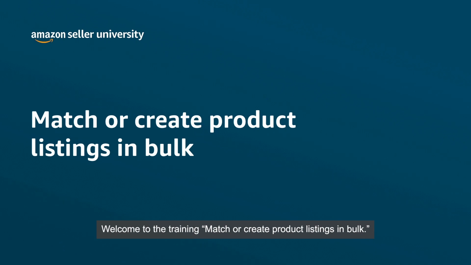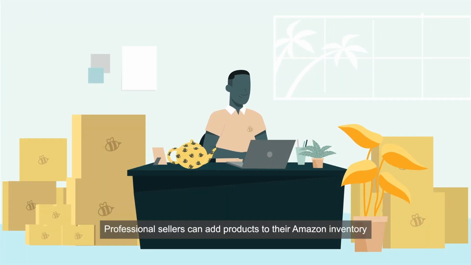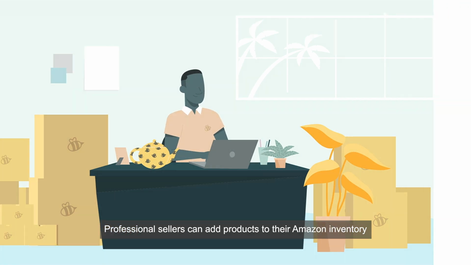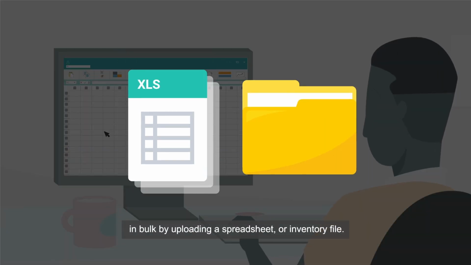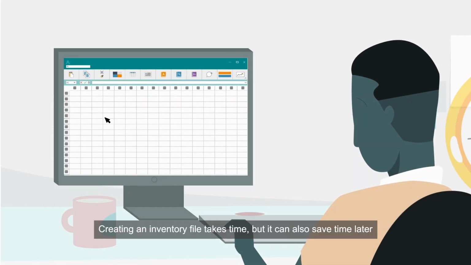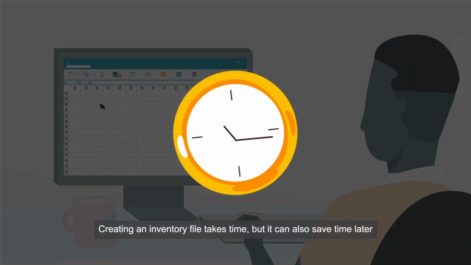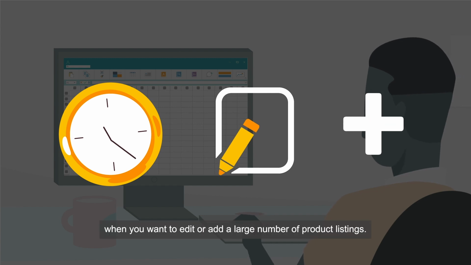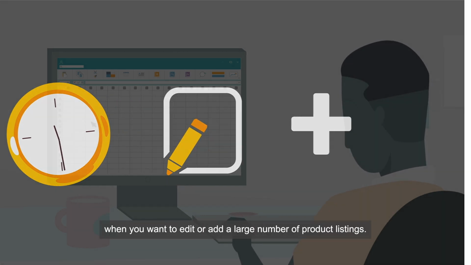Welcome to the training Match or Create Product Listings in Bulk. Professional sellers can add products to their Amazon inventory in bulk by uploading a spreadsheet or inventory file. Creating an inventory file takes time, but it can also save time later when you want to edit or add a large number of product listings.